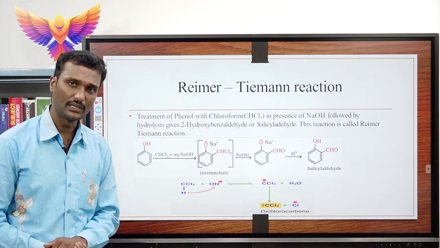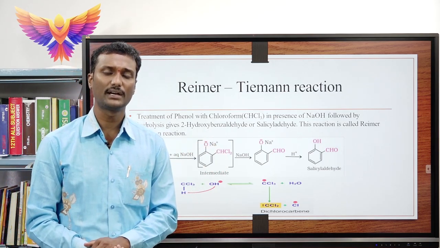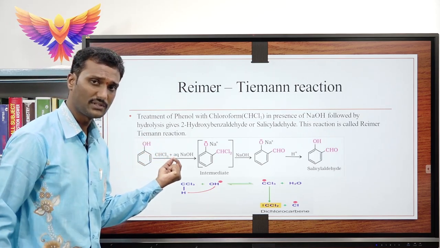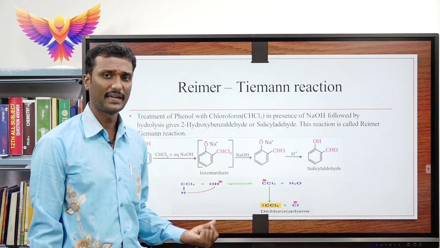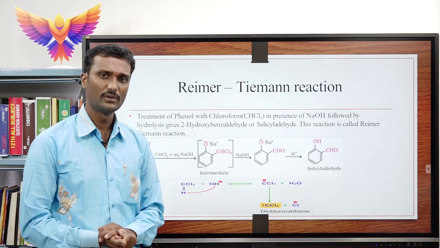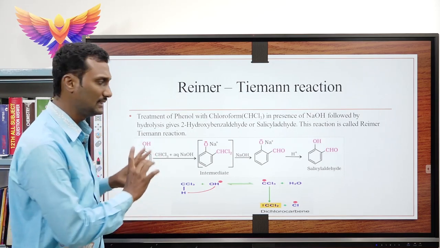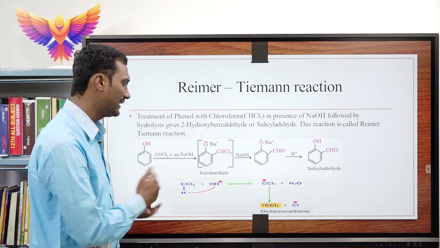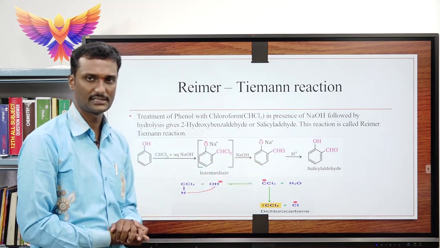So initially we have taken a phenol. When a phenol reacts with chloroform in the presence of aqueous sodium hydroxide or potassium hydroxide, an intermediate is obtained. Again, when it is acidified, we get salicylaldehyde. So now we should know which is the main reactive species in this Reimer-Tiemann reaction. That is one question. And what is the intermediate obtained? Immediately we add an acid to give the product.